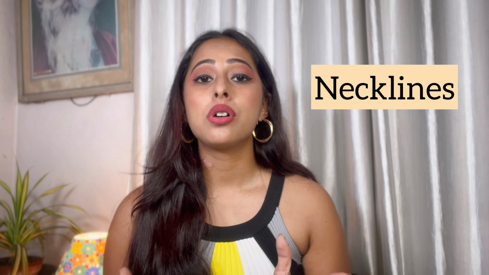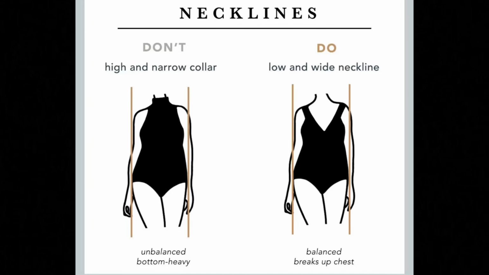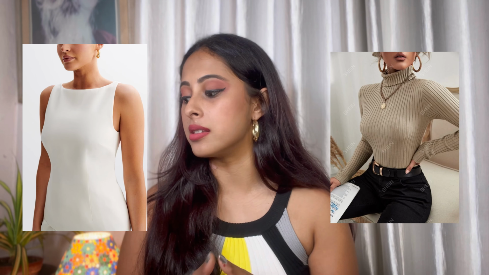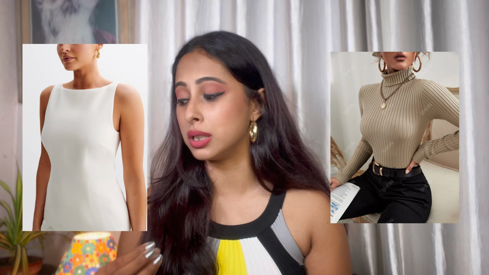For necklines, focus on the upper body part, highlight the upper portion. Go for low and wide necklines. Don't go for necklines that are narrow, collared or high. Similarly, go for V-neck, deep V-neck, square or sweetheart necklines if you have a fuller bust area. Don't go for round, boat or turtleneck necklines.